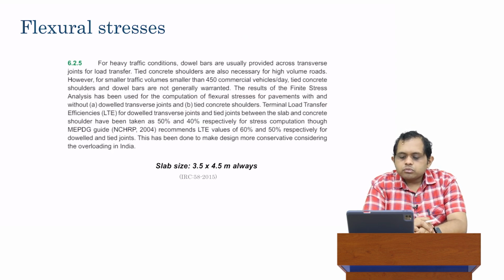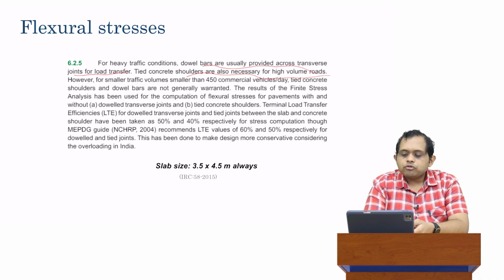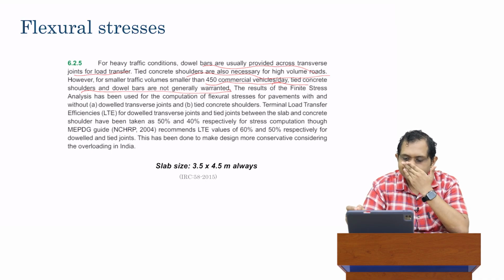Okay. Furthermore, what they also add is, for heavy traffic conditions, dowel bars are usually provided across transverse joints. And I should say again, today as JPCP is constructed, we almost always provide them. We rarely ever don't provide dowel bars anymore. Tight concrete shoulders are also usually necessary for high volume roads. However, for traffic volumes less than 450 commercial vehicles per day, tight shoulders and dowel bars are generally not warranted. I'll say they're still used in practice. They're not warranted, but they are used in practice.